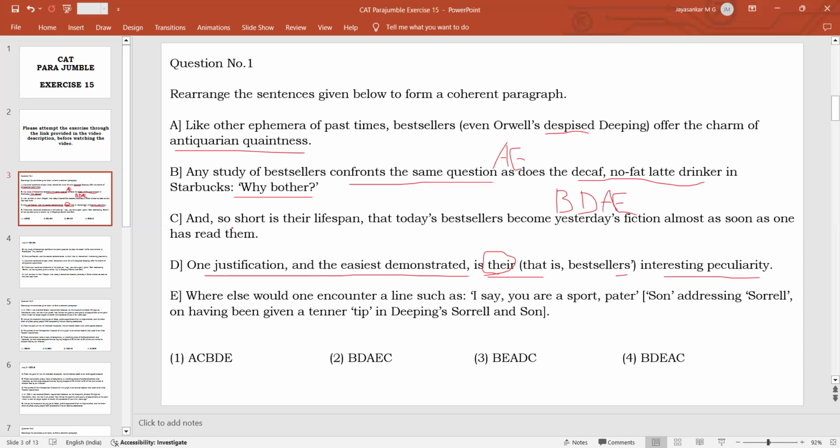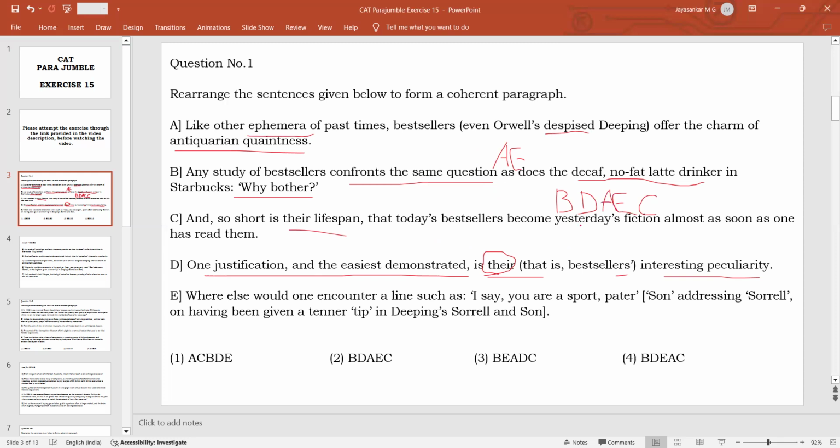Now finally we talk about another aspect. So what is that aspect? So short is the life when today's bestsellers become yesterday's fiction, almost as soon as one has read them. So this is the last sentence, because we talk about ephemeral. Ephemeral means something that lasts for a very short time. So we know that the books are very peculiar. They have an old world charm, as a result of which we read them, and they are ephemeral, or they last for a very short time. That is again emphasized in the last sentence. So short is the lifespan of these books that they become yesterday's fiction almost as soon as one has read them. So this becomes the last sentence.